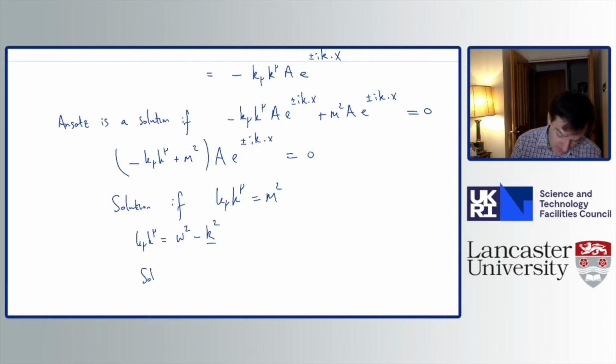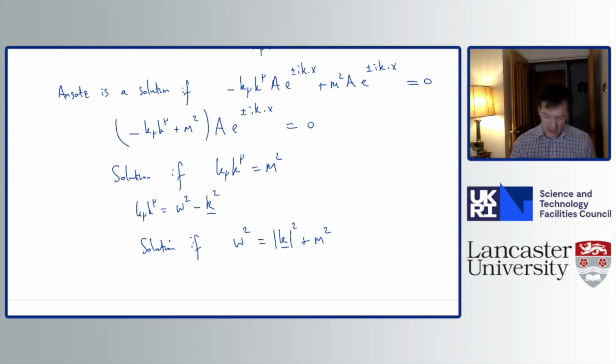It's a solution if omega squared equals k squared, so it's really k dot k. That's what I mean by k squared, or sometimes you'll see it written as the absolute magnitude squared. So it's k squared plus m squared. Of course, you'll recognize this as simply the dispersion relation that you normally get in special relativity for a particle of mass m.